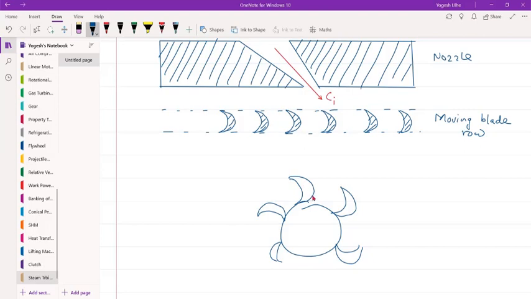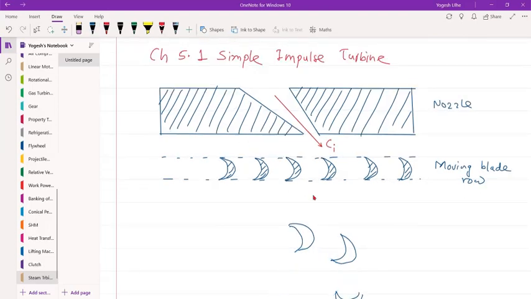Okay, anyone have any doubt in this one? Okay, please everyone complete this drawing.